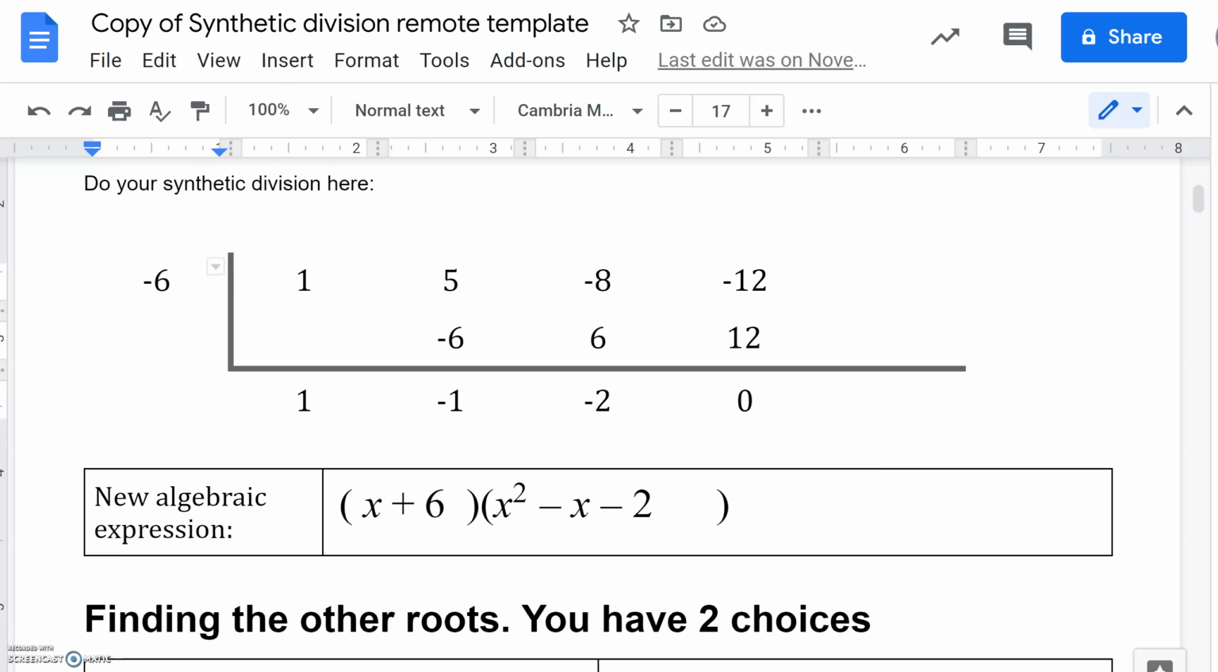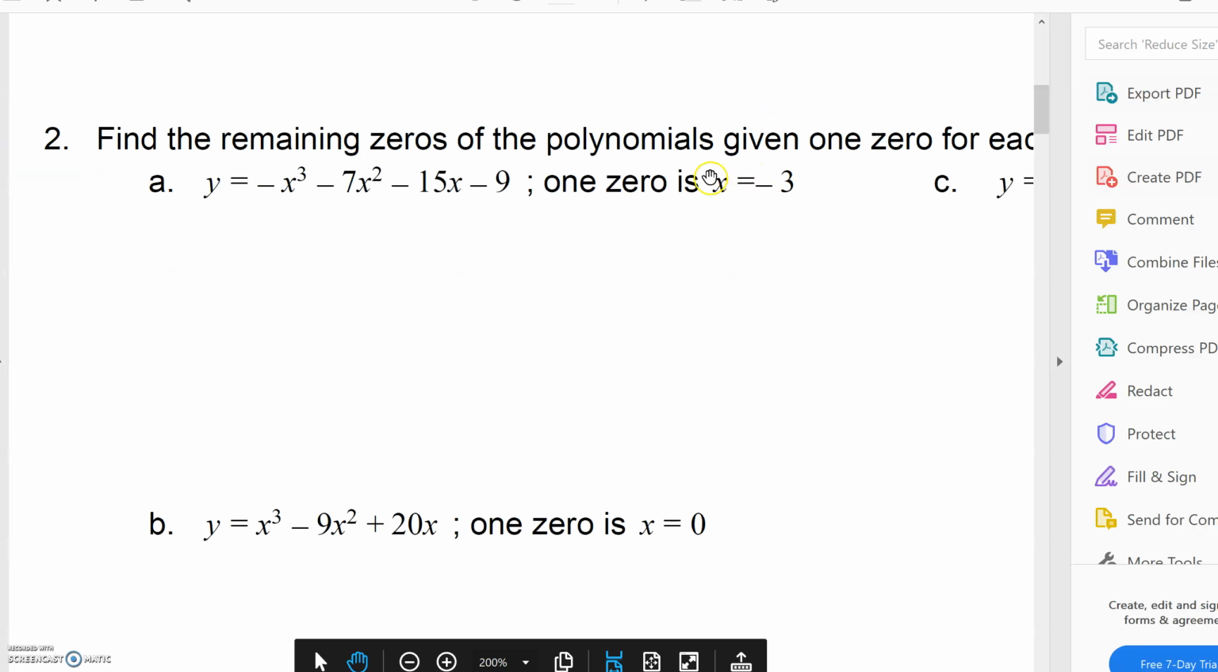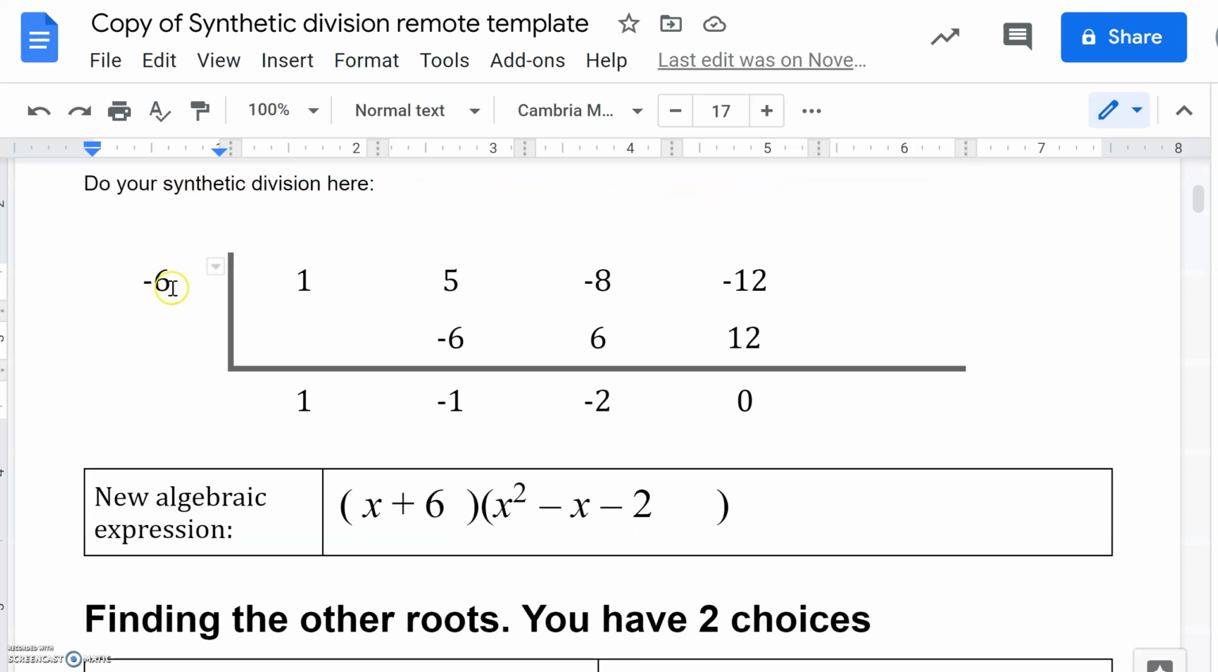One hint I will give you is that if they gave us that one of the x's is -3, then that means that's what goes for here. -3 is what's going to go right here in our synthetic division. So there's a clue for how to start question 2.